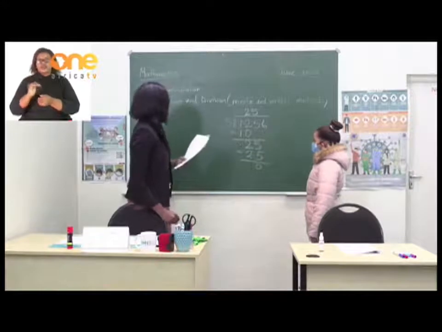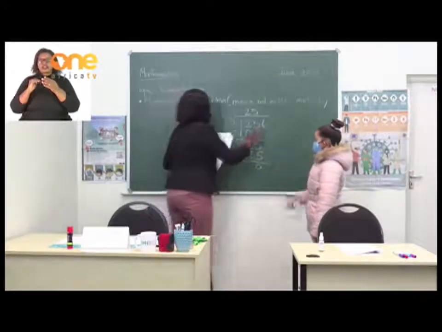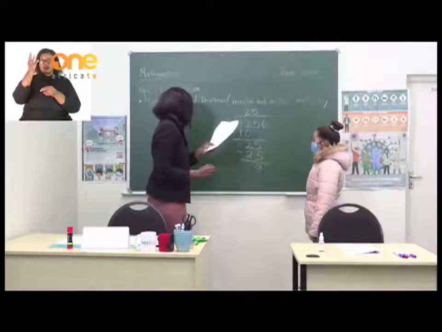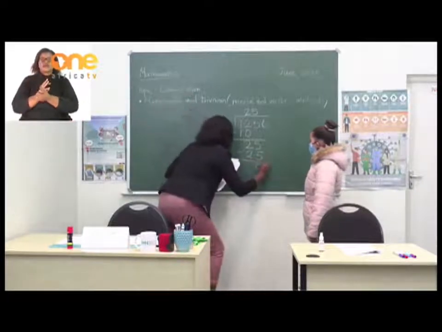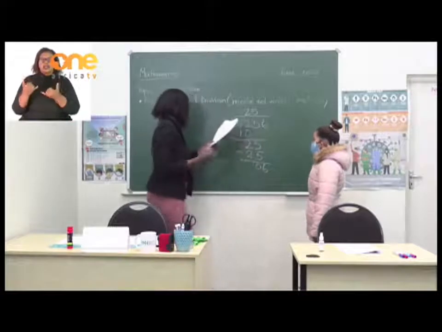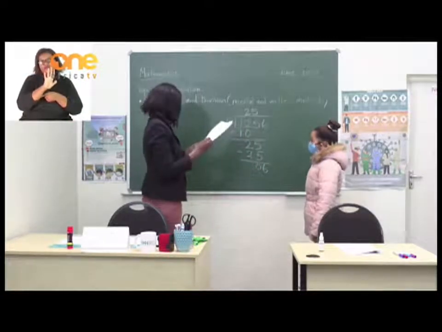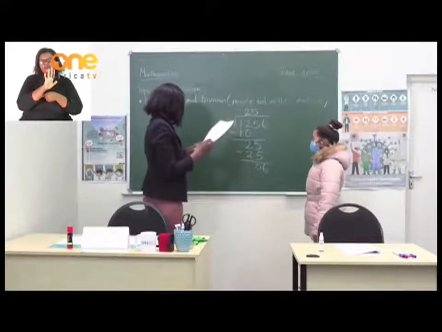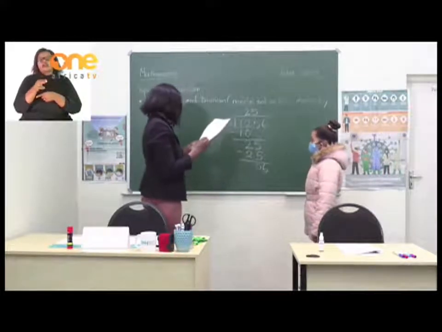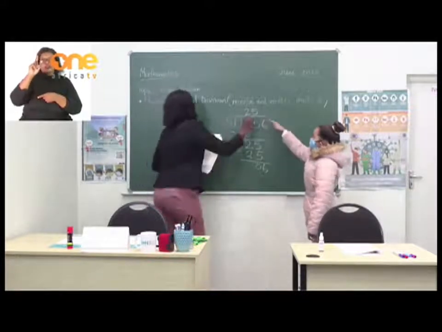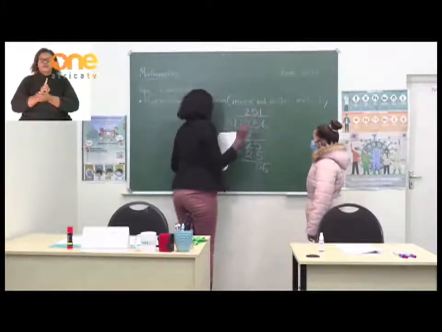What is the next step? Because we have another digit which is not used, we bring down the 6. We write our 6 there. Good. Then we need to divide again. 6 divided by 5, we got 1. Where should we write our 1? Up there. We write our 1 there.